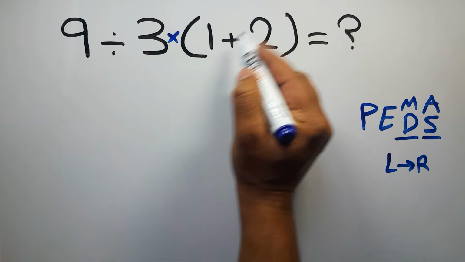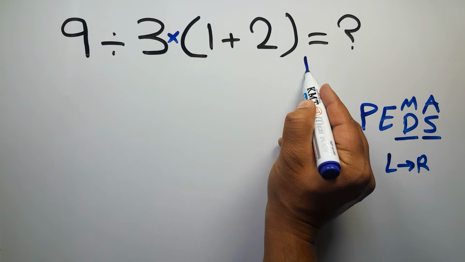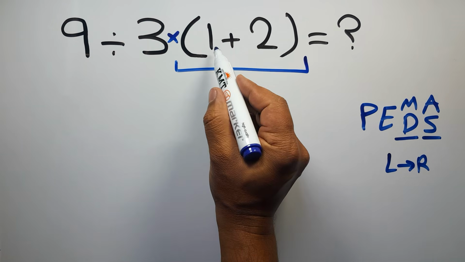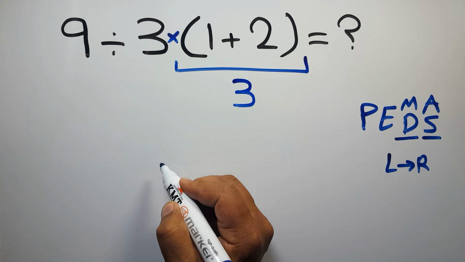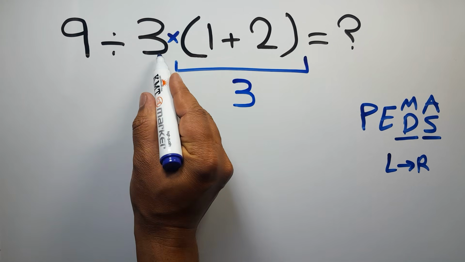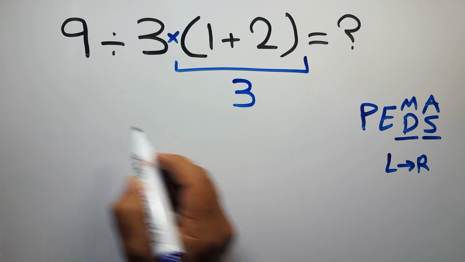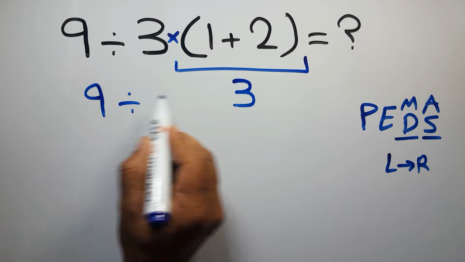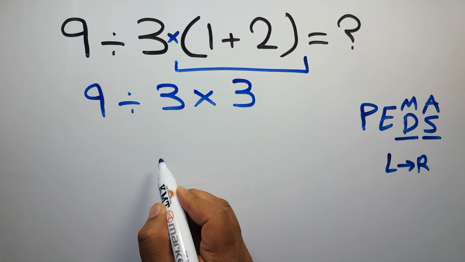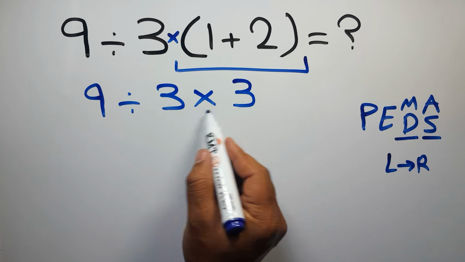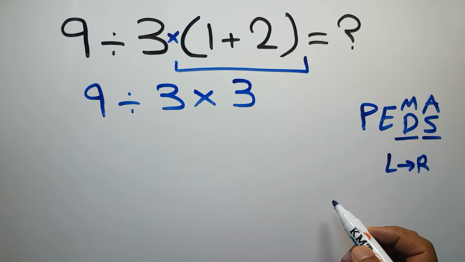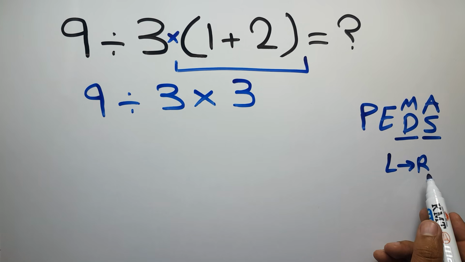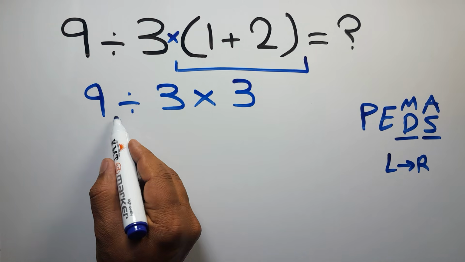So first we have to do this parentheses. Inside this parentheses we have 1 plus 2, which gives us 3. So we have 9 divided by 3, then times 3. Now we have one division and one multiplication. As I said, multiplication and division have equal priority and we have to work from left to right. So here, first we have to do this division.